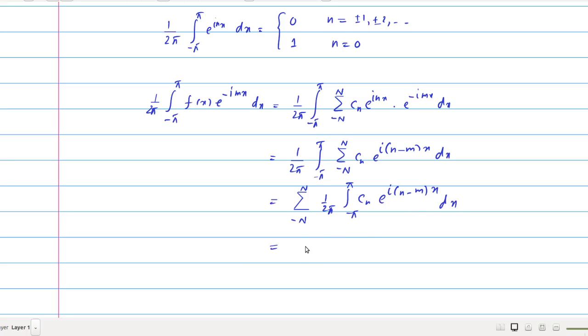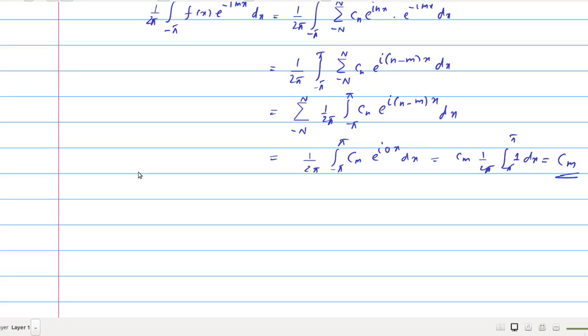Okay, so in that case it contains only one term, that is 1 by 2 pi integral from minus pi to pi c m e power, at n equal to m this quantity is 0, so e power 0 x, that is i 0 x dx. Okay, so this will be c m times 1 by 2 pi integral from minus pi to pi of 1 dx, but this value is 1, so this will give c m. So this is the way we extract the coefficients of f of x. We start with this integral, so you can get this c m is equal to this one. Where f of x equals summation from minus N to N c n e power i n x, then each coefficient c m can be obtained using this integral 1 by 2 pi from minus pi to pi of f of x e power minus i m x dx.